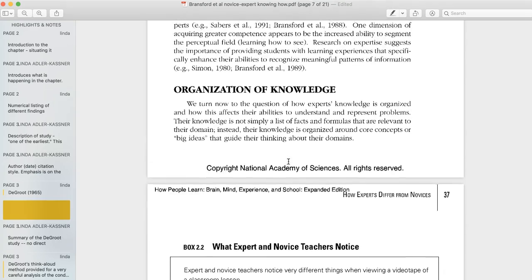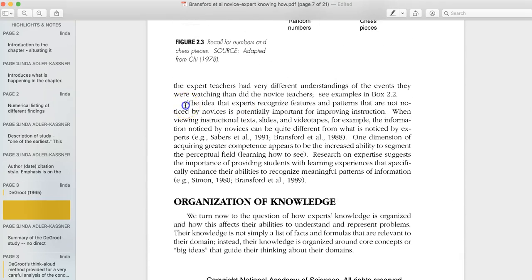And then as we get to the end of the section, we can see that there's a summary. The idea that experts recognize features and patterns that are not noticed by novices is potentially important for improving instruction. So again, at the end of each section of the text, there's a synthesis. And so if we're asking students and showing students how to pay attention to how a text works, we need to show them what that looks like.